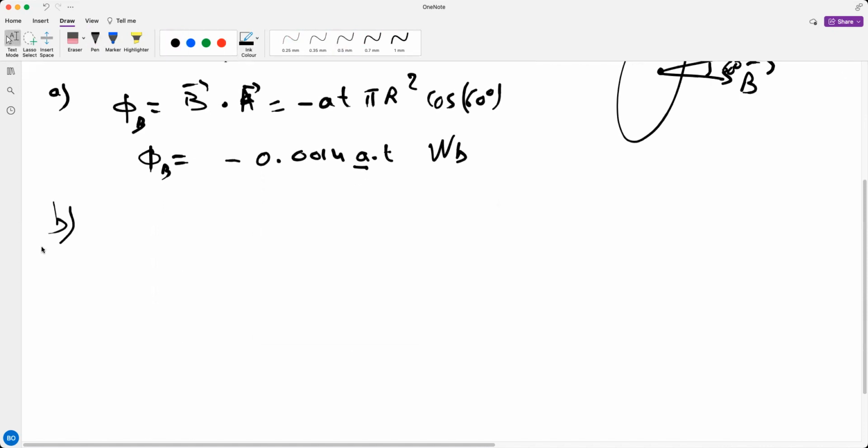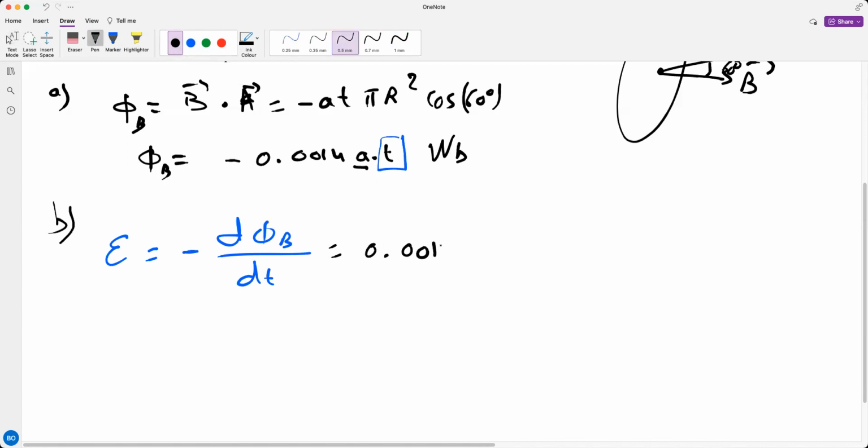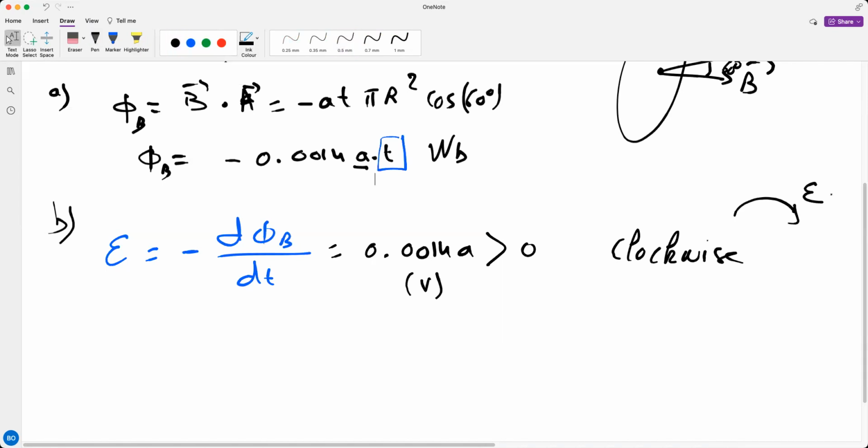Then the second question is, what are the direction and magnitude of the induced EMF? Now, why do we have an induced EMF? Because the magnetic flux is changing as a function of time. Now, what is the EMF? According to Faraday's law, the EMF is minus the rate of change of the flux, which in this case is equal to 0.0014 A, which is a positive value because A is positive. Of course, the unit is involved, and it can be easily seen that the EMF is clockwise, because it opposes the change of the flux.